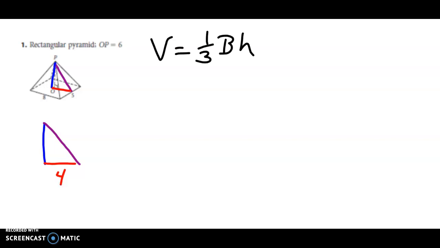So for here, we have 1/3. The base area is 8 times 5, which is going to be 40. And then what we don't know is the actual height. All right, so then how are we going to determine the height of this thing? So we got to figure out that length right there.